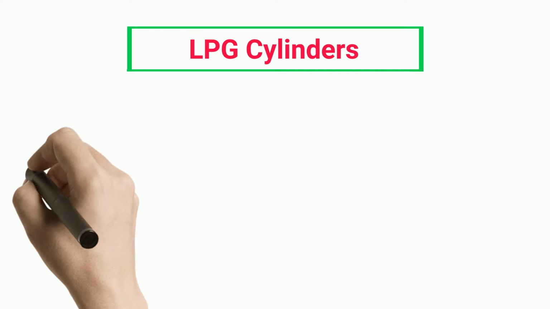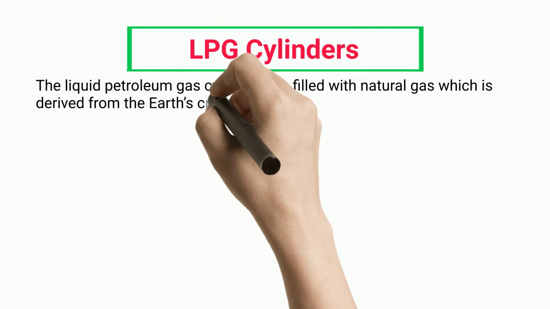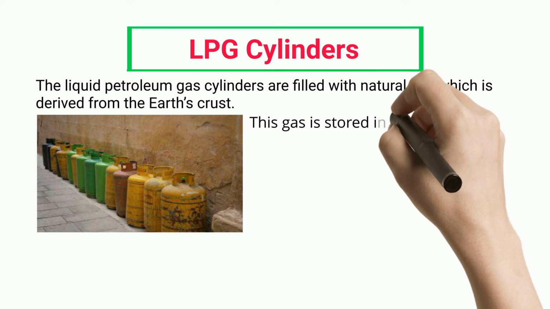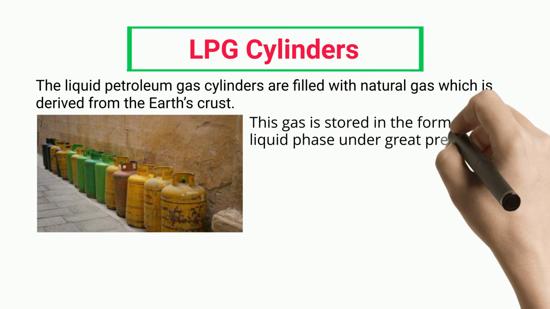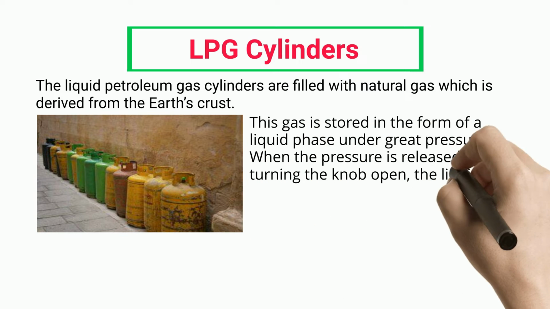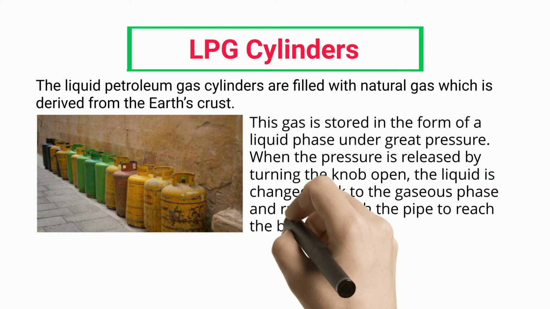LPG cylinders. The liquid petroleum gas cylinders are filled with natural gas, which is derived from the Earth's crust. This gas is stored in the form of a liquid phase under great pressure. When the pressure is released by turning the knob open, the liquid changes back to the gaseous phase and runs through the pipe to reach the burner.